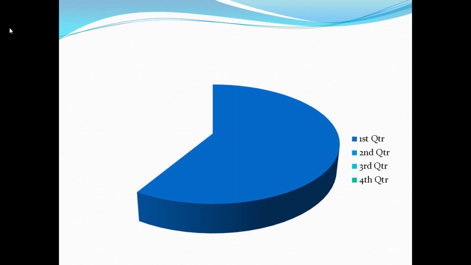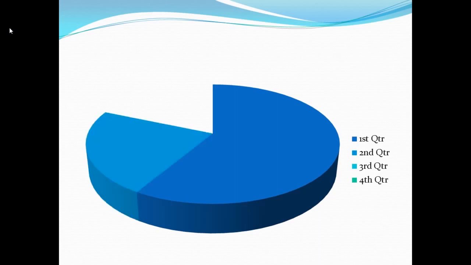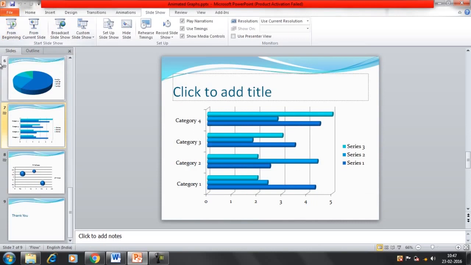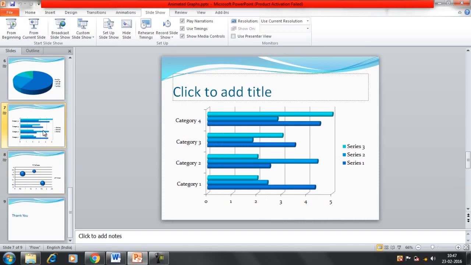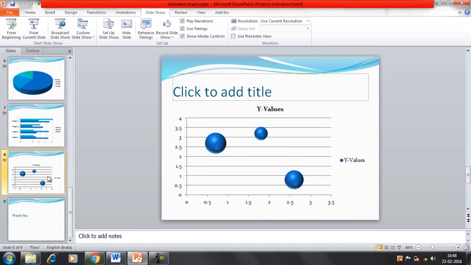Then next we have one more graph, that is the pie graph. This is one of the examples by which we can show how it's getting updated. So these are some of the examples. We have two more examples here. So I'll guide you on how we animate the graphs in this session.